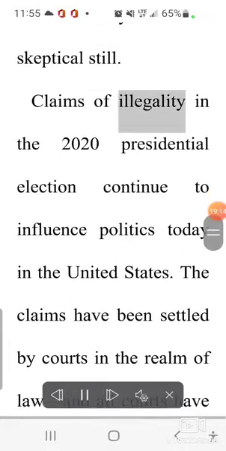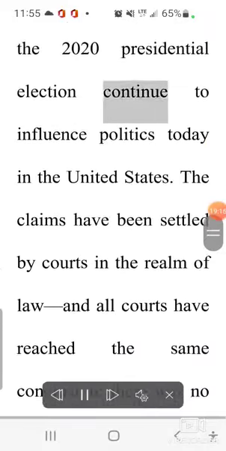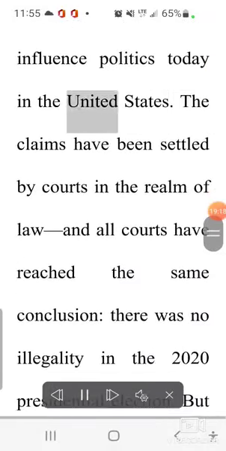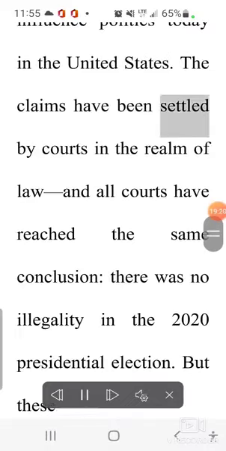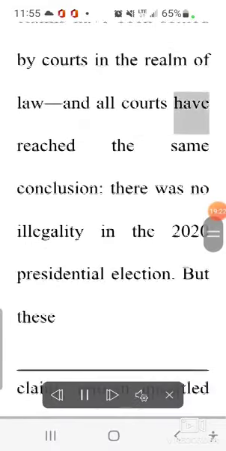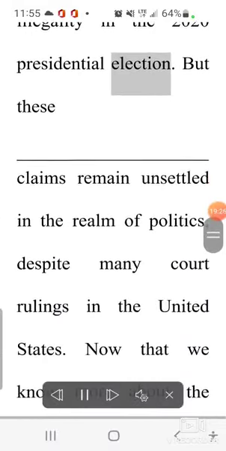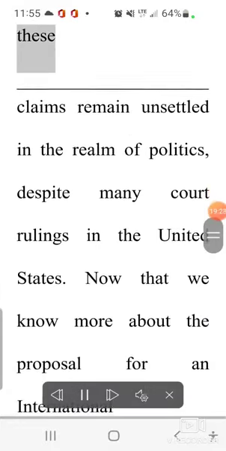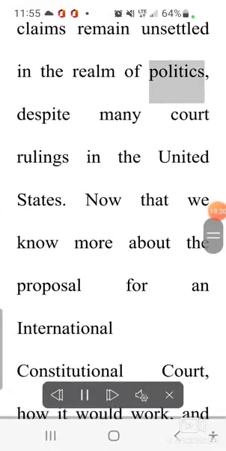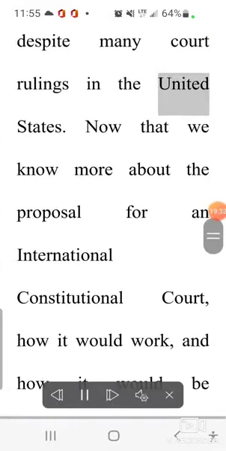Claims of illegality in the 2020 presidential election continue to influence politics today in the United States. The claims have been settled by courts in the realm of law, and all courts have reached the same conclusion: there was no illegality in the 2020 presidential election. But these claims remain unsettled in the realm of politics, despite many court rulings in the United States.